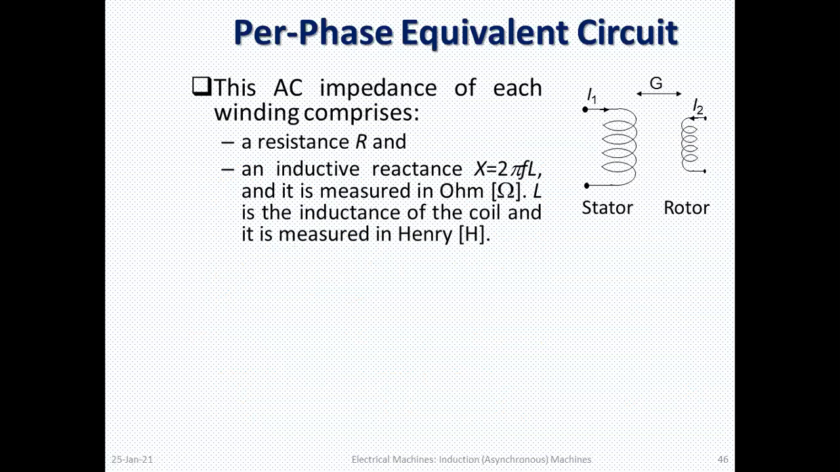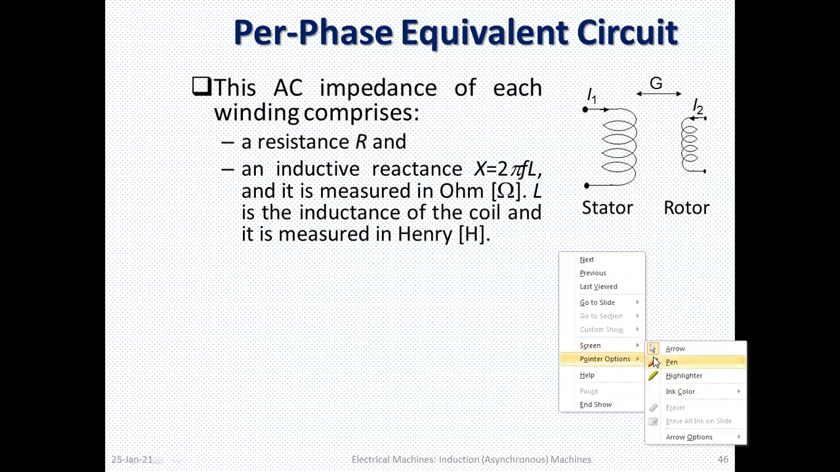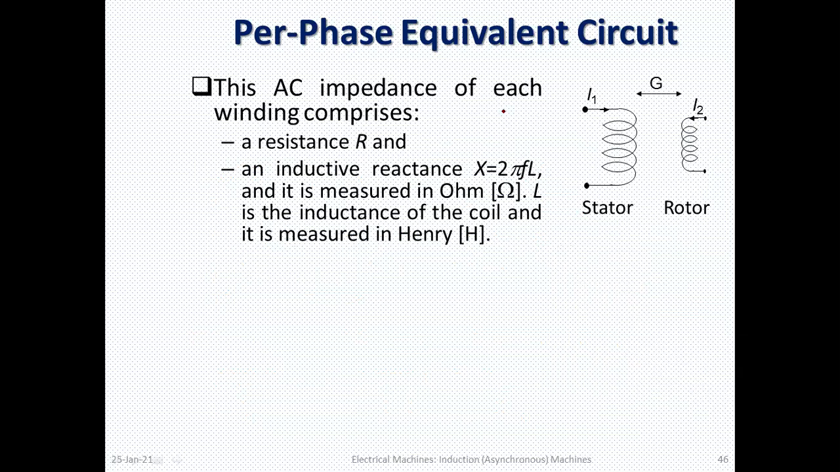Per phase equivalent circuit. Basically, we are considering only a single phase basis. So the per phase equivalent circuit is written here: one phase of the stator and one phase of the rotor. The AC impedance of each winding comprises a resistance R and an inductive reactance X equal to omega into L, and it is measured in ohm. L is the inductance of the coil and is measured in Henry. So we have to consider the AC resistance of each component, the stator as well as the rotor part. The inductive reactance is X equal to 2 pi F into L and resistance is R.